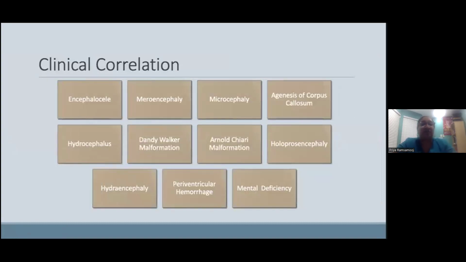But now we're going to look into the second half of things in terms of the clinical correlates, what we see commonly, what we don't see so commonly, and just to touch a little bit on everything. So importantly, in terms of our clinical correlations, we need to know about our encephaloceles, microcephaly, or different hydrocephalus, or different malformations, as well as I'm going to just touch on periventricular hemorrhage because it becomes important. It's the second most common cause of death in preterm neonates, and mental deficiency.